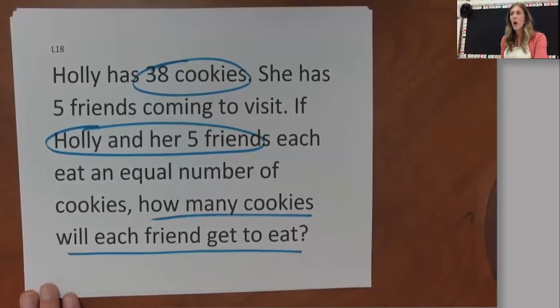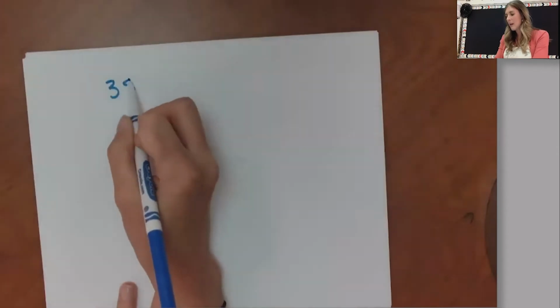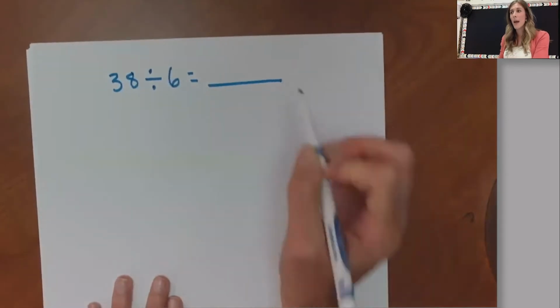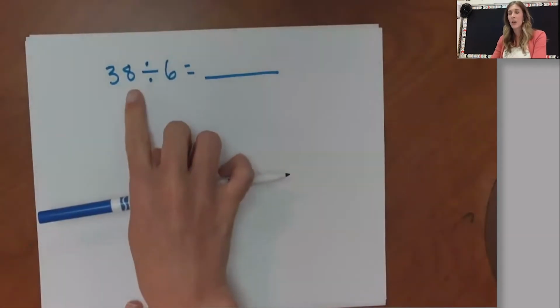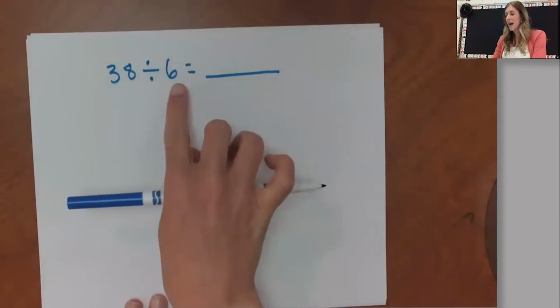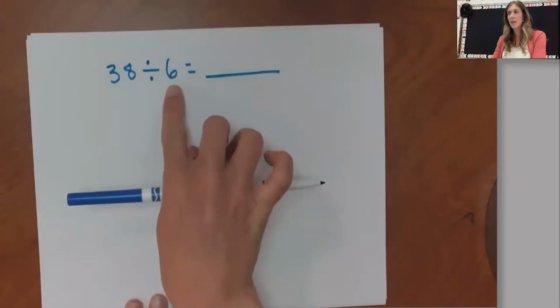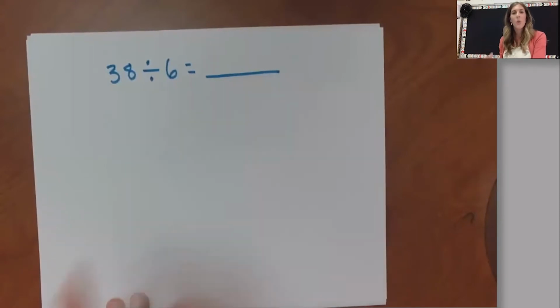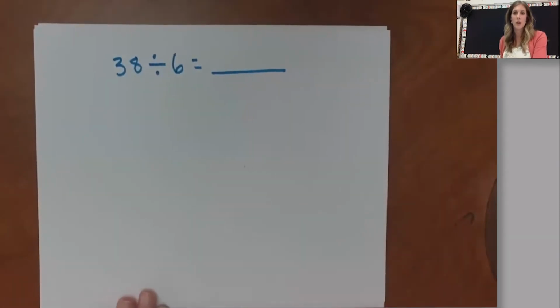Very good, division. Holly wants to figure out how to divide her 38 cookies among 6 people so that they each get an equal amount. So 38, the cookies, are our dividend, divided by the 6 friends, our divisor, will give us how many cookies each person would get, our quotient. So what are some of the strategies that we could use to solve this? I'm hearing a lot of good things like make equal groups of objects, draw pictures, use multiples.